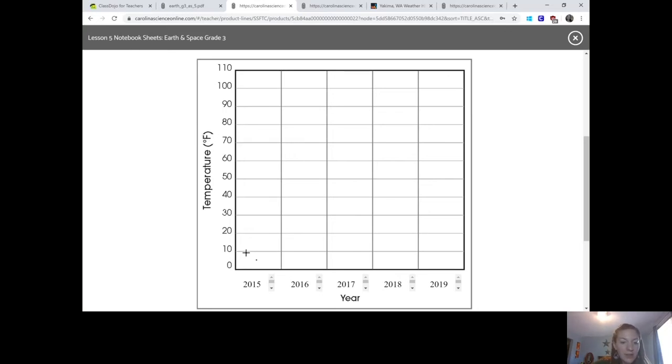So 107, I know that this line is 10, 20, 30, 40, 50, 60, 70, 80, 90, 100, and 110. We know 107 lies somewhere between there. I know it's between 100 and 110. Right smack dab in the middle would be 105. So I'm going to go a teeny tiny bit above that, right? Not all the way to 110.